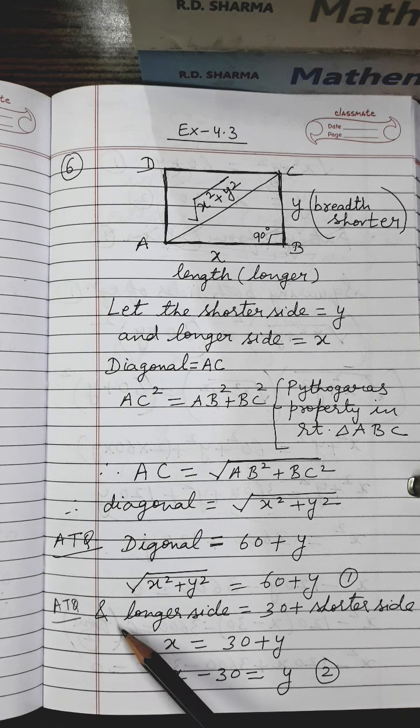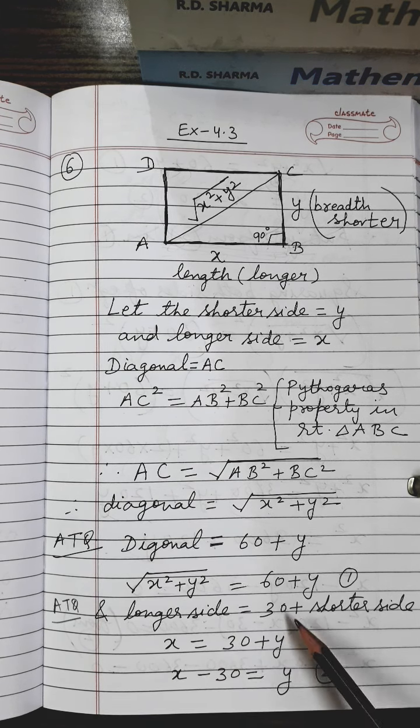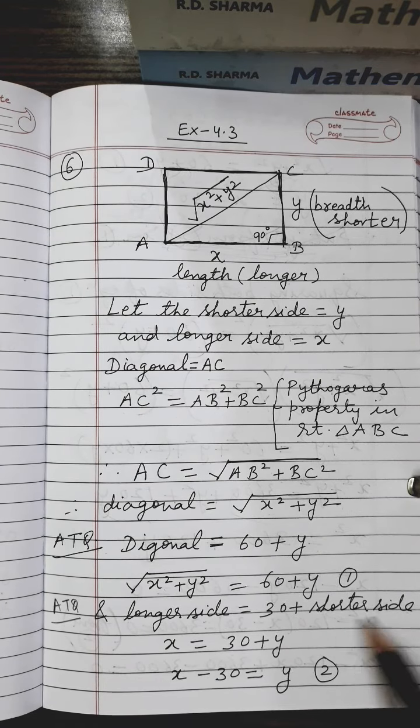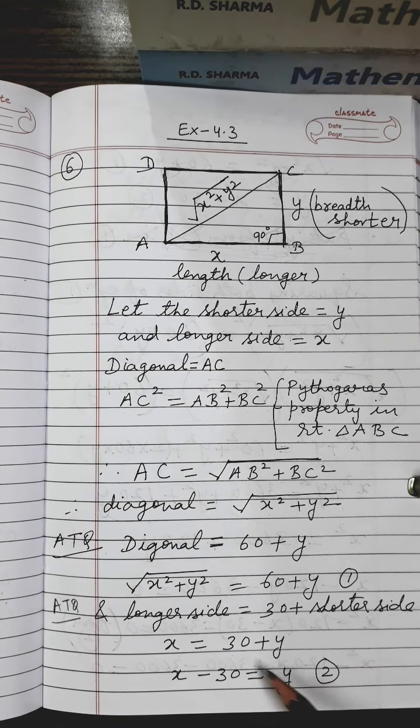Now according to the question, it is also given that the longer side is 30 more than the shorter side. So I can write longer side equals 30 plus shorter side. Now what is the longer side? I have assumed it as x. So write down x equals 30 plus shorter side y. So bring this 30 to the left side. I will get an equation x minus 30 equals y. This is your equation number 2.